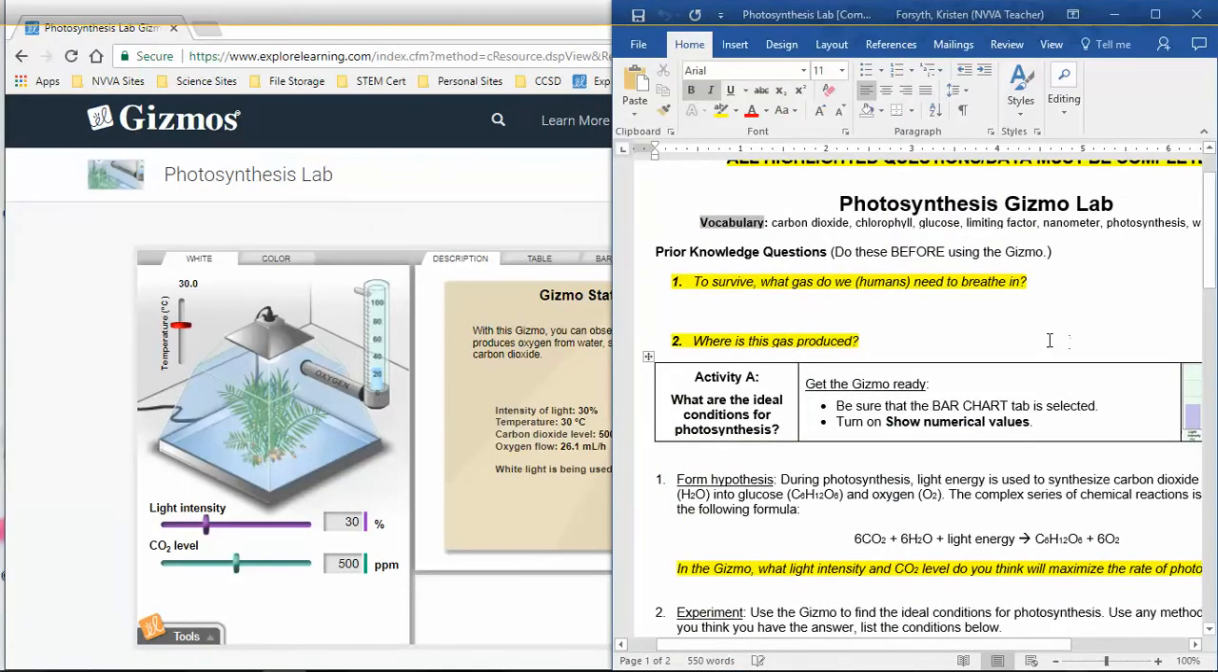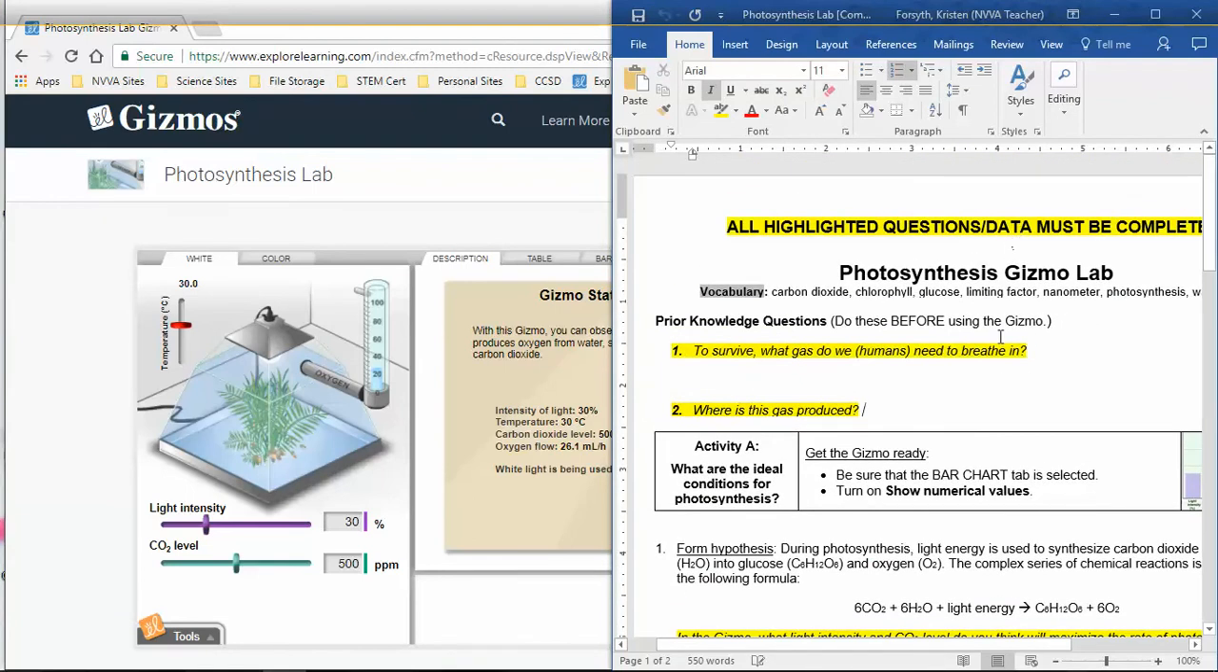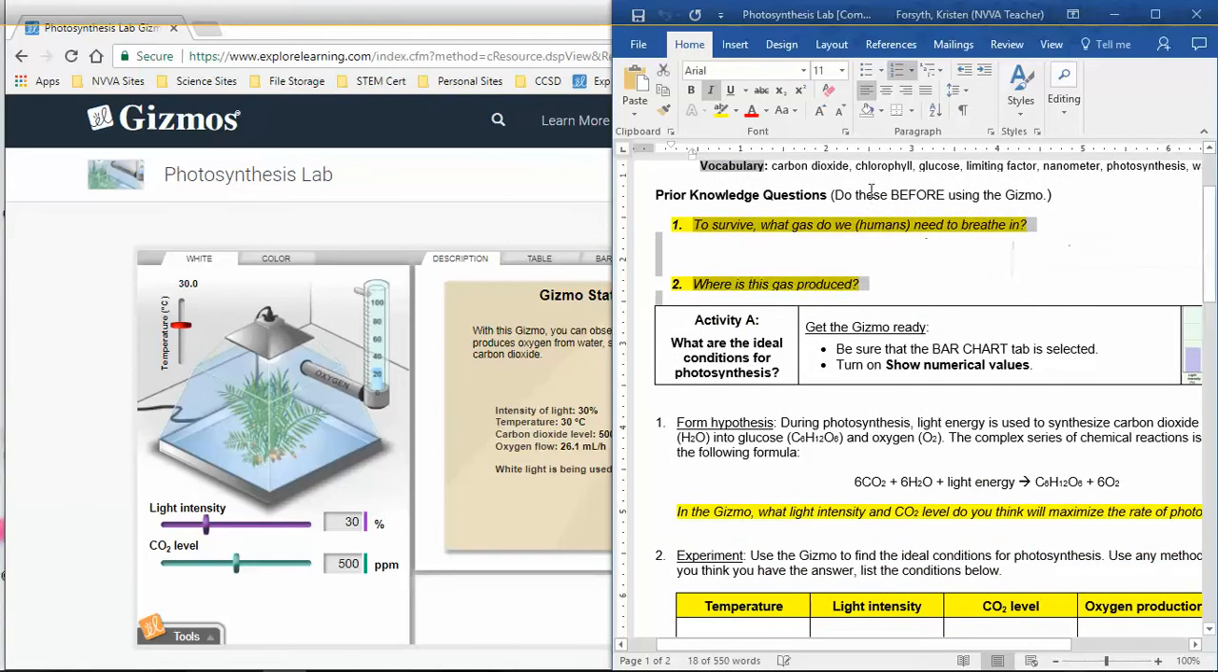On your student document, questions 1 and 2, everything highlighted in yellow needs to be answered, you guys. So make sure you have everything in yellow completed. So numbers 1 and 2, that's just your understanding. These are prior knowledge questions. What do you know? So what gases do humans need, and where do you think that's being produced? And then we're going to start with activity A.